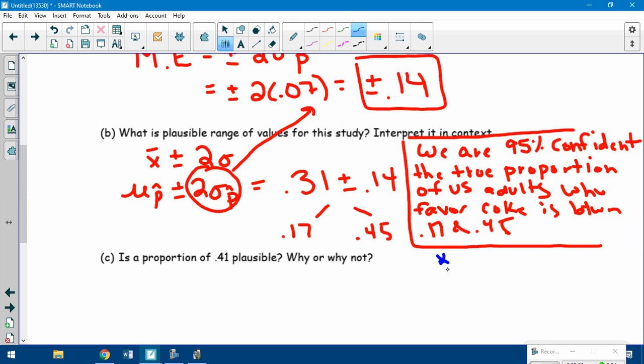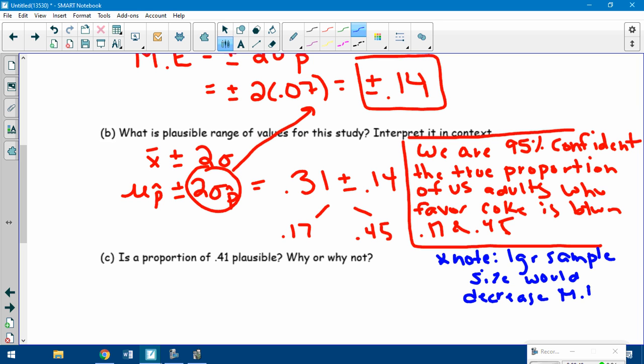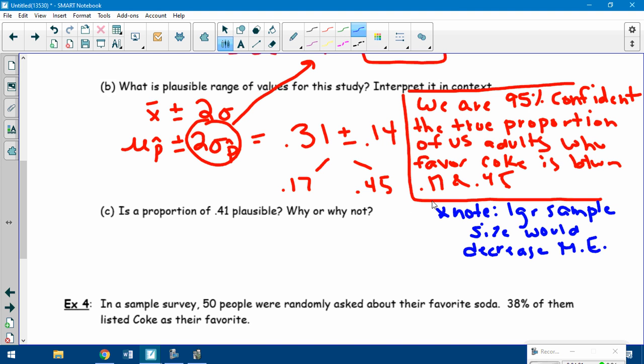So let me say that again. Note a larger sample size would decrease the margin of error. Because as soon as you have a large sample size, your dots are less spread out, standard deviation is less spread out. Is 0.41 a plausible proportion who would prefer Coke? Yup, because it's within the range.